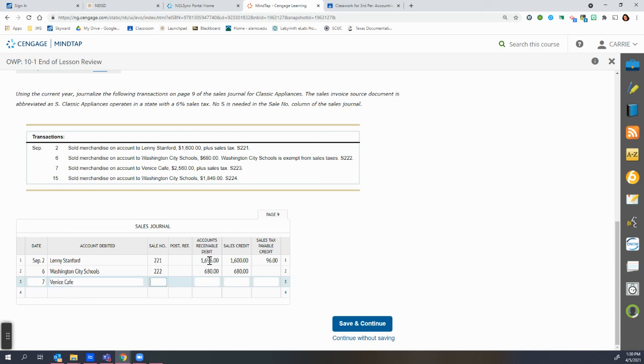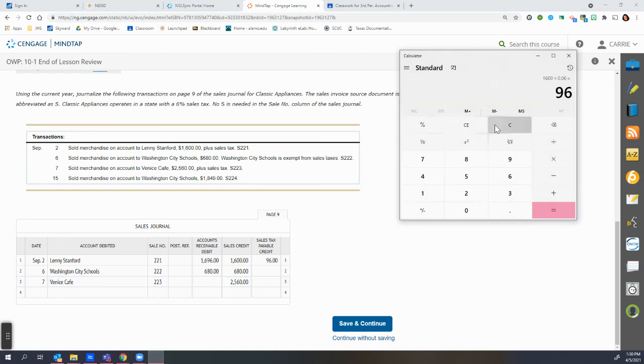for sales invoice number 223, and that is for $25.60. So I'm going to pull up my calculator again. Here's the other way to do it: $25.60 times 6, and then hit the percent key, and then hit equal.